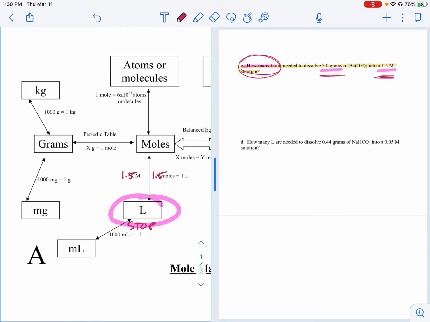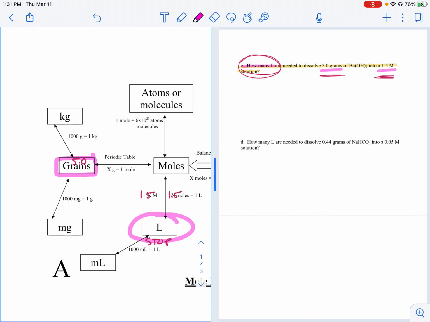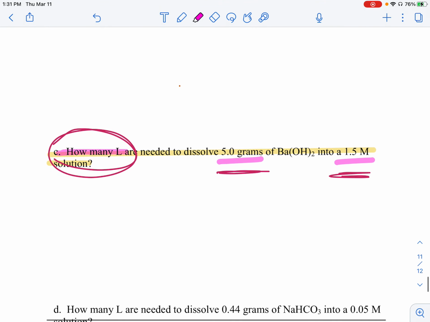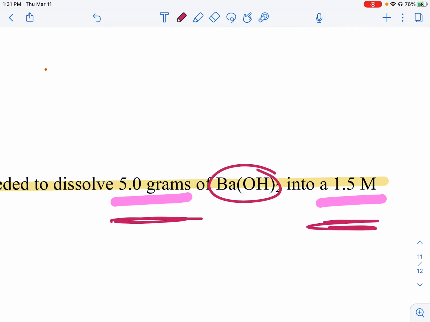The other thing it gives us is grams, so we're way over here. And this is 5.0 grams. So we are going to go across this way, utilizing that, and down this way, utilizing that. So I lay out all my information. Let's do the molar mass first. And again, if you need to know how to do molar masses, go back a couple lectures and you will see that included.